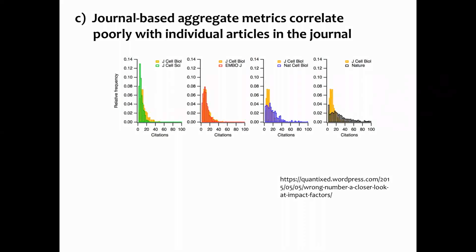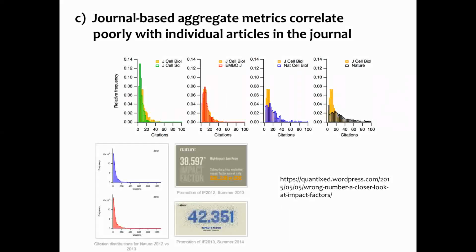This is JCB versus Journal of Cell Science, EMBO Journal versus JCB, Nature Cell Biology, and then Nature versus Journal of Cell Biology. Now, if you had two distributions that looked like that, you'd have to go through some pretty significant somersaults to prove that those distributions were different. And this is my favorite, actually.